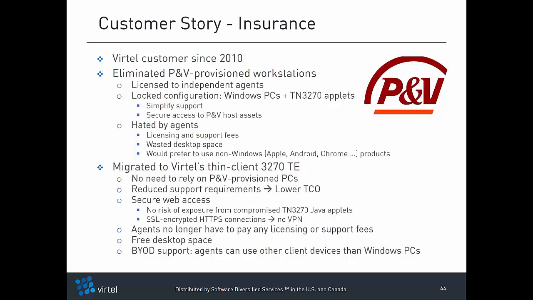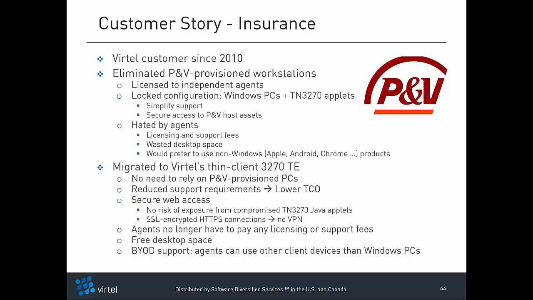P&V, they are the leading European insurance company based in Belgium. In 2010, they migrated to Virtel Web Access and to its browser-based 3270 terminal emulation in order to eliminate the Windows PC workstation that independent insurance agents had to use to market and support P&V insurance products.